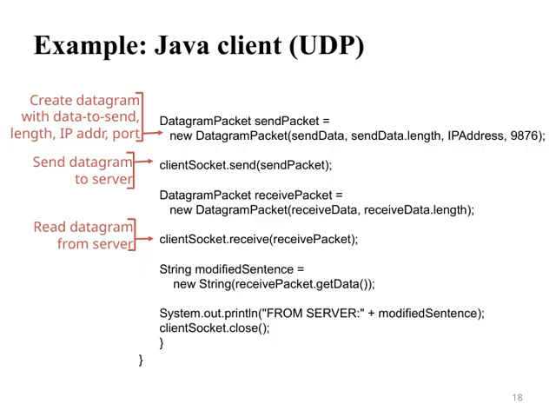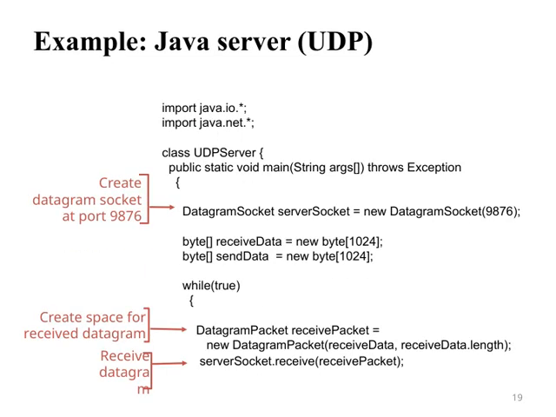This example highlights key steps in UDP communication: creating a datagram with the correct data and destination, sending it, receiving a response, and then processing that response. These steps are fundamental in understanding how UDP clients operate within network programming. Let's take a closer look at this example of a Java UDP server.